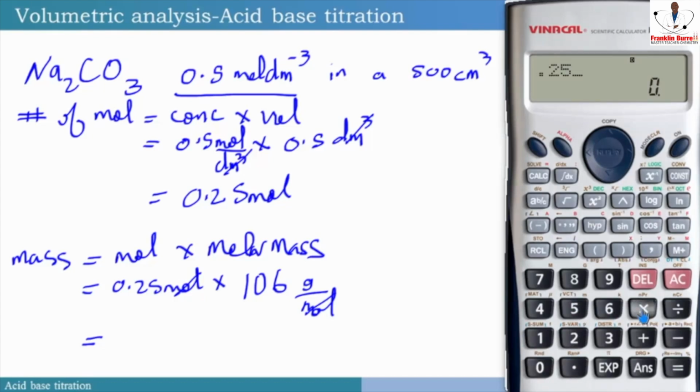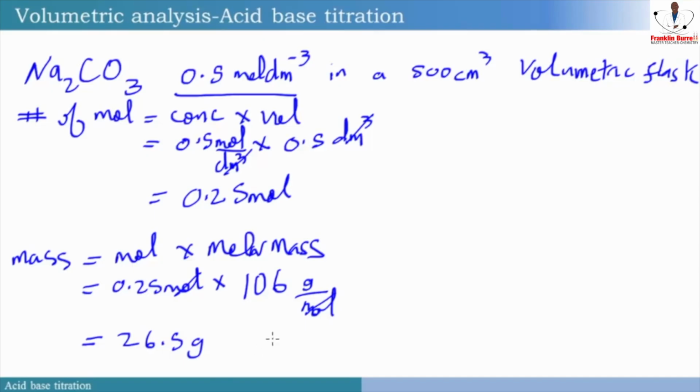0.25 times 106 equals 26.5 grams. So what can I do with this 26.5 grams of sodium carbonate?